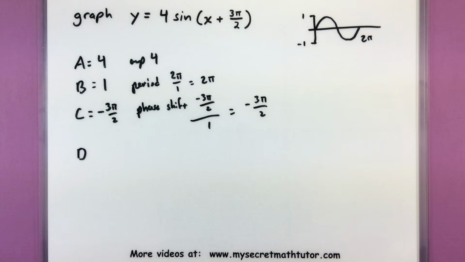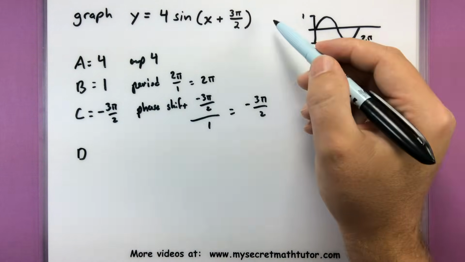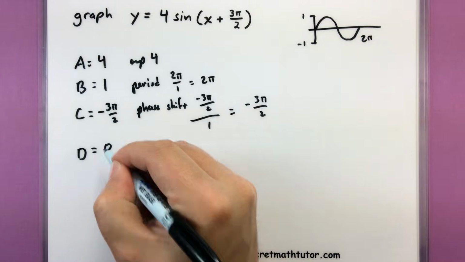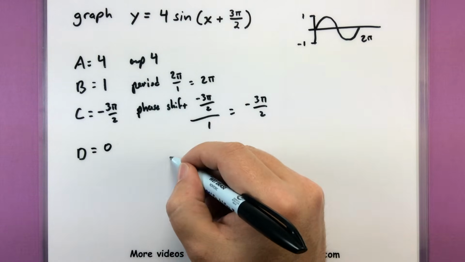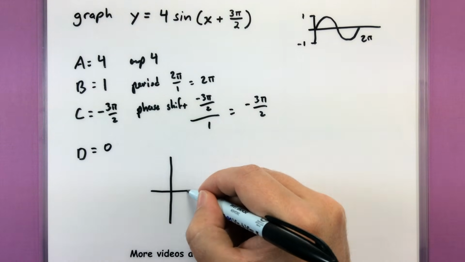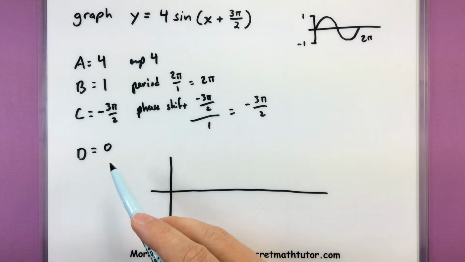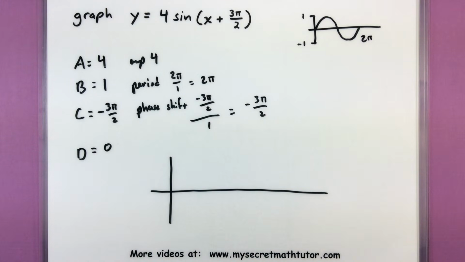D. We have our vertical shift that's up and down. I don't have any vertical shifts, so that's just 0. All right, let's see what this graph looks like. So we don't have any vertical shifts. We're not going up and down any, so I don't have to worry about that.